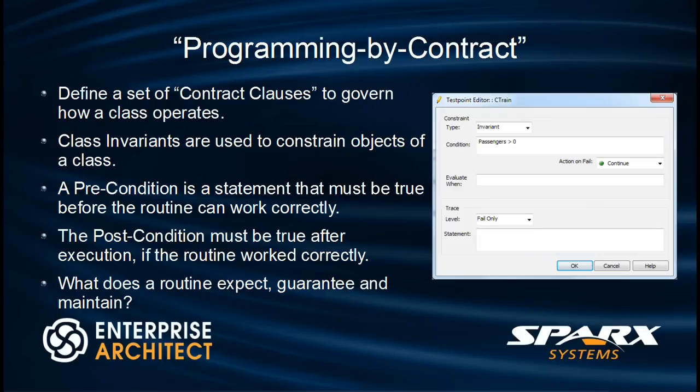Testpoints implement programming by contract principles by defining a set of contract clauses that determine how a class and its operations will perform. These clauses are represented in Enterprise Architect as class invariants, preconditions, and postconditions. A class invariant will be evaluated by the execution analyzer whenever a method on an object of the class completes.